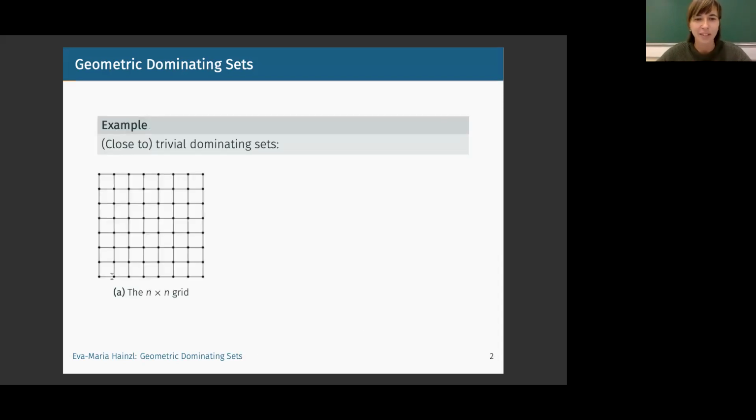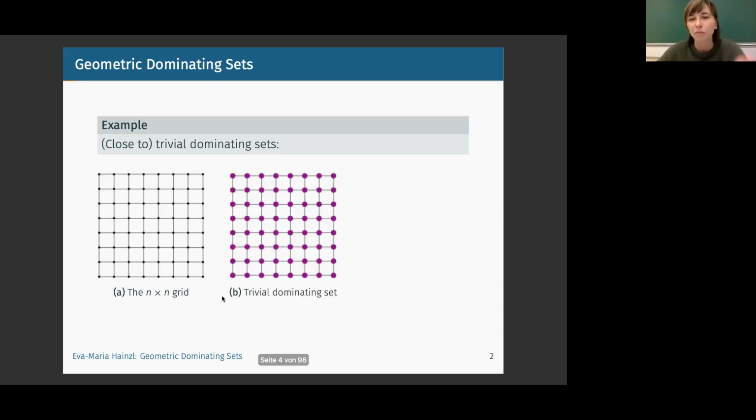We have this n times n grid, or, since some of you are doing algebraic combinatorics, maybe you prefer the word lattice. What we're talking about are these intersection points of the lines, essentially, an n times n integer grid. And then this would be, for example, a trivial dominating set, which would just take all the points in the set. Every point is in the set, so it's a dominating set.